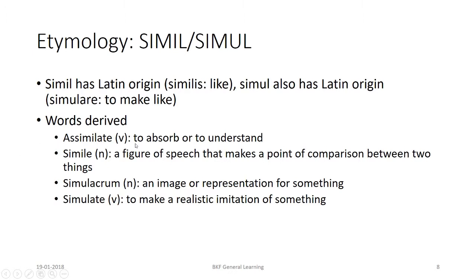First is assimilate, it's a verb. It means to absorb or to understand. Second word is simile, which is a noun. It's a figure of speech that makes a point of comparison between two things. Third word is simulacrum. It's a noun. It's an image or representation of something. And the fourth word, simulate, a verb, means to make a realistic imitation of something. You might have come across this word a lot of times. Simulate and simulation are related words.